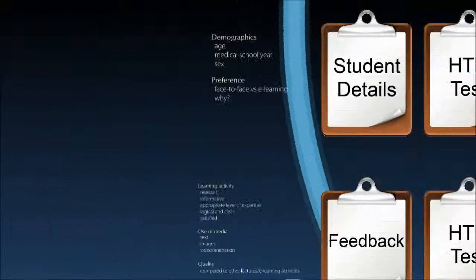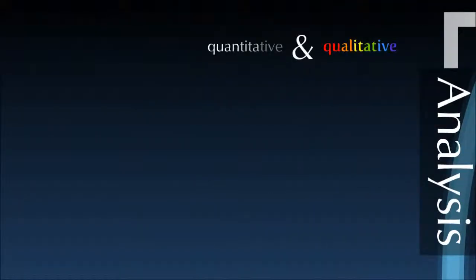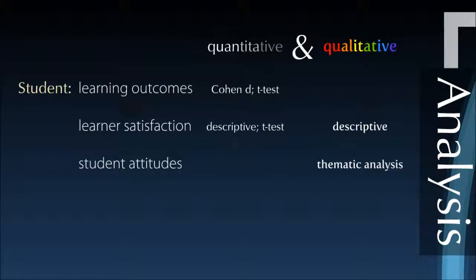We used both quantitative and qualitative methods in the analysis. We analysed the pre- and post-activity knowledge test scores. Cohen's d was calculated to determine the magnitude of differences. Significance testing was with t-tests.